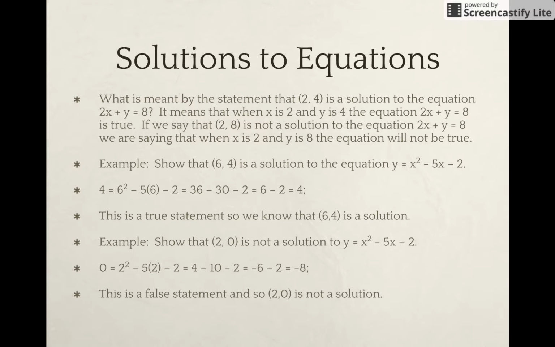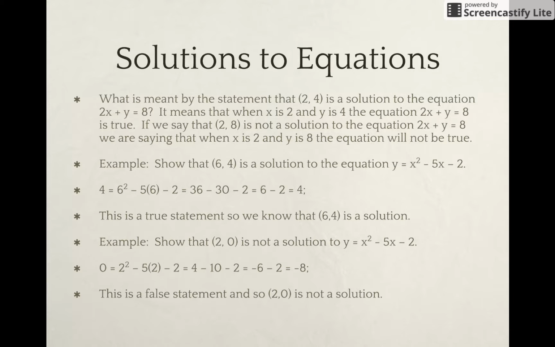Before we do that, we should talk about what we mean when we say the ordered pair (2, 4) is a solution to the equation 2x + y = 8. If we had one variable, then our solutions would be single values like x = 3 or x = 4. But in this case, we have an equation with two variables, an x variable and a y variable, and so we talk about their solutions as ordered pairs.